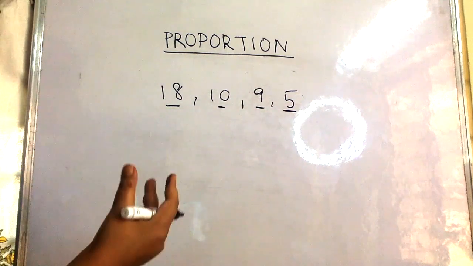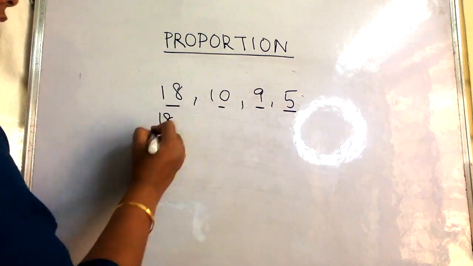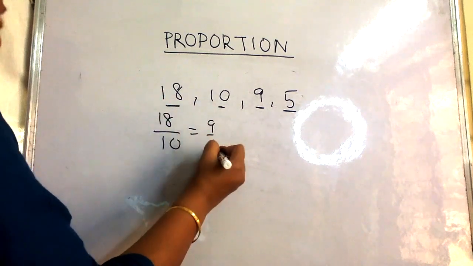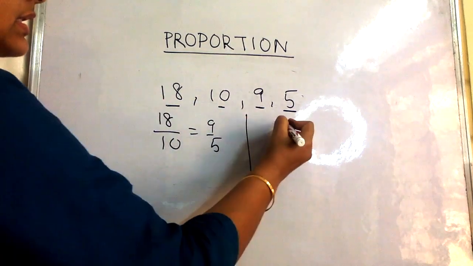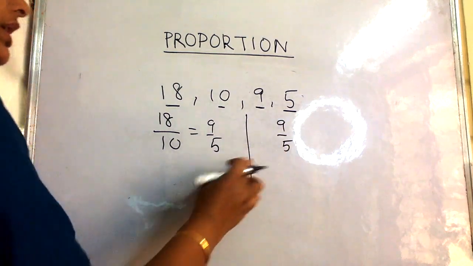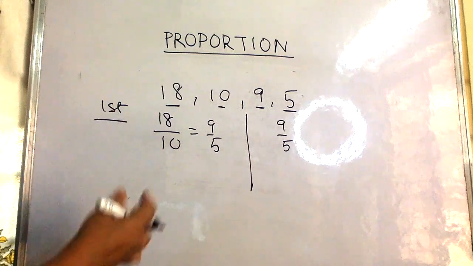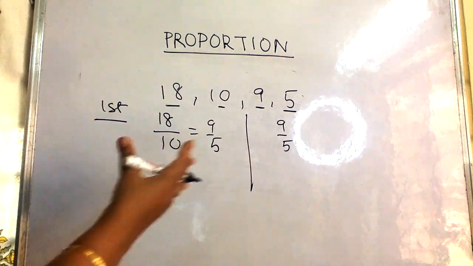Now how can I check? Let me come to one method that I can check. I can make a fraction out of these and that gives me 9 by 5 if I reduce. For this, it is already 9 by 5, so they are equal. That was the first method of checking whether they are in proportion or not. It goes by the definition.